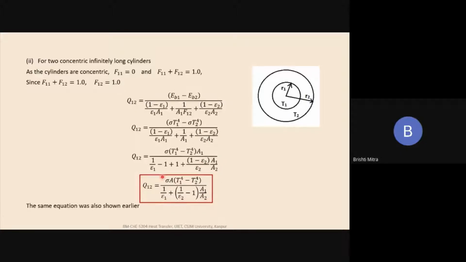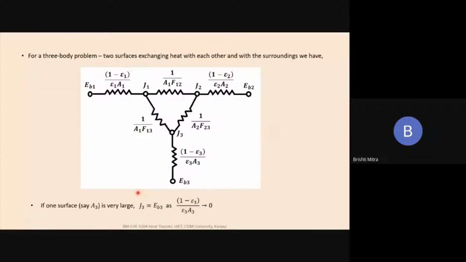These two, plus 1 and minus 1, will get cancelled out. So this is left with (1 by epsilon 1 plus 1 by epsilon 2 minus 1), and this entire amount is multiplied by A1 by A2. This is the same general expression that I had written earlier, and I had said that for two concentric spheres or two concentric infinitely long cylinders, this is how we can find out the rate of heat transfer. So when we try to find out the rate of heat exchange between bodies, using a general expression is the most convenient way of solving it.